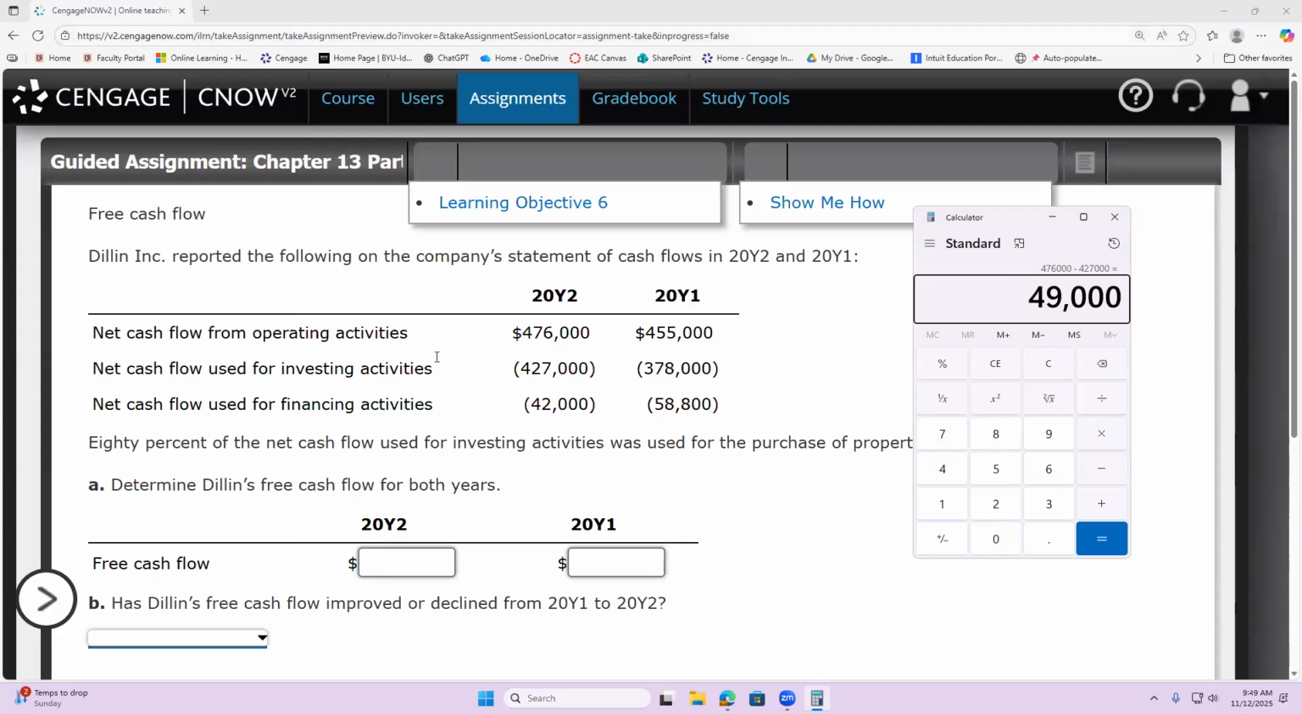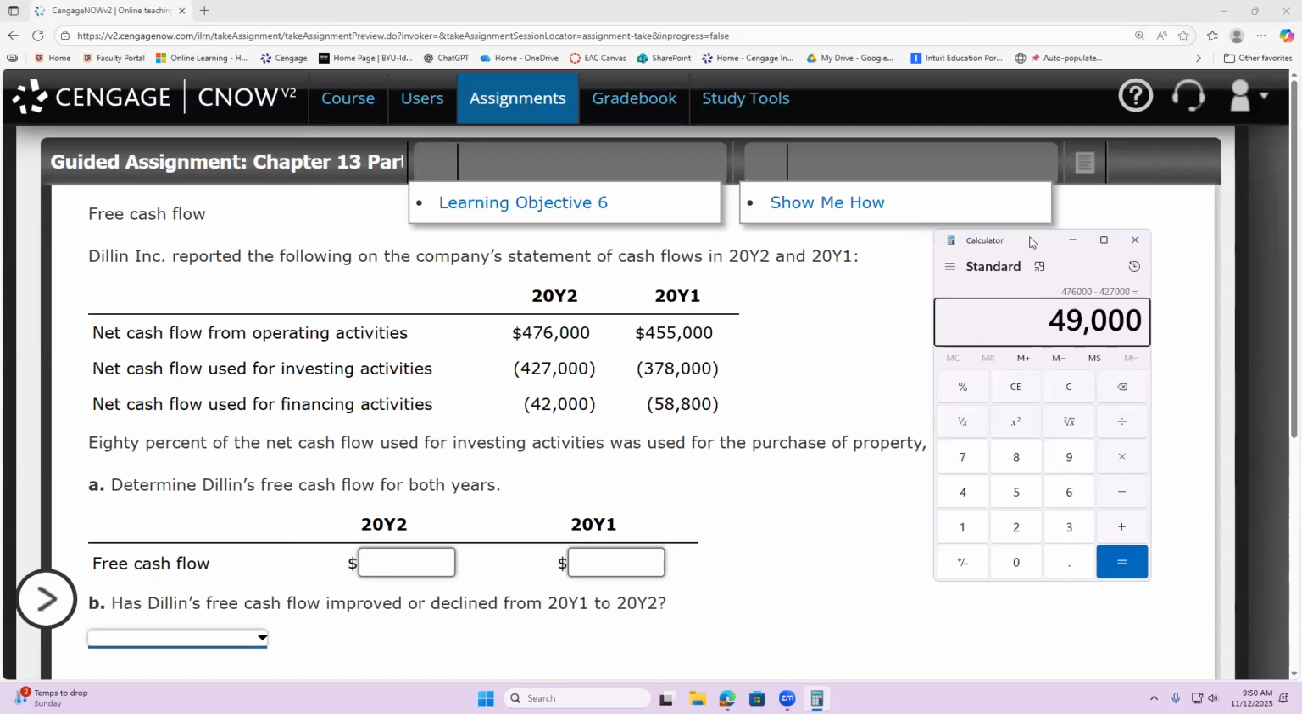Oh, wait, sorry. And that tells me 80% of the net cash flow used for investing activities was used to purchase property, plant, and equipment. So I have to take 427,000. That's the amount used for investing activities, and multiply that times 0.8. And that's because it tells me right here. So that gives me the amount of cash that was used to purchase property, plant, and equipment. And then that we subtract from the net cash flow from operating activities, and that gives me the free cash flow.